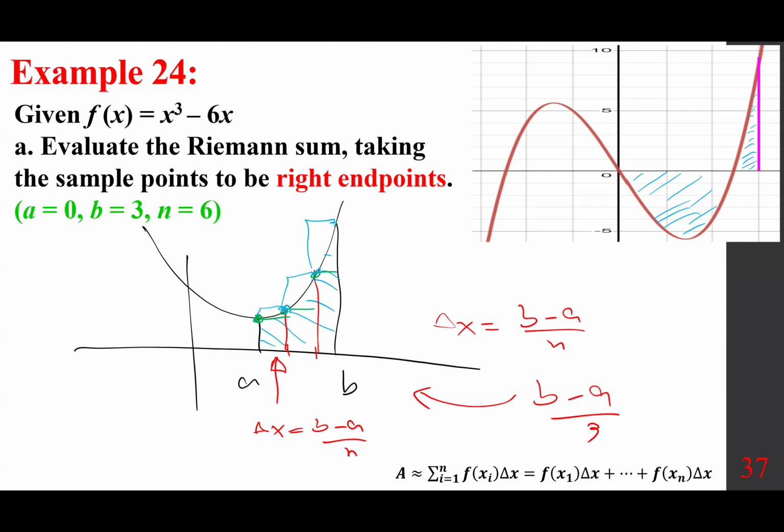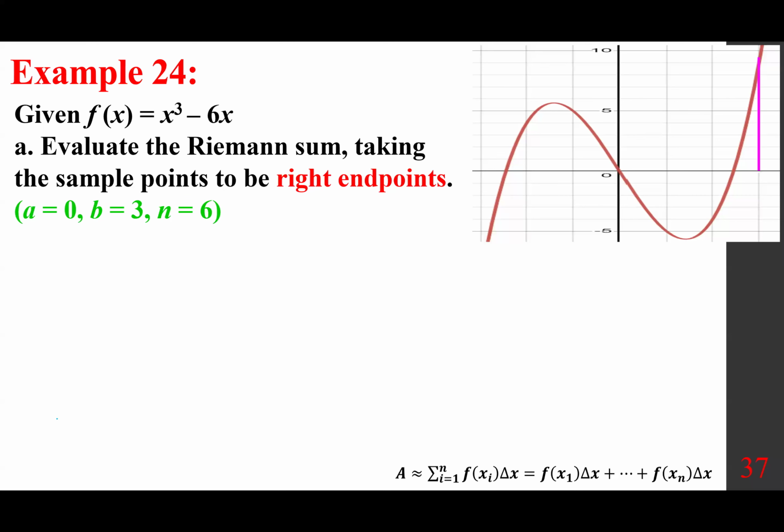So with that being the case, what do we need to do? The function is x cubed minus 6x, and a is 0, and b is 3, and n is 6. We can calculate delta x. So these are the givens. Delta x is b minus a over n, so 3 minus 0 over 6, or 1/2, or 0.5.